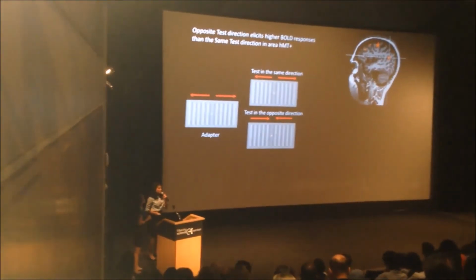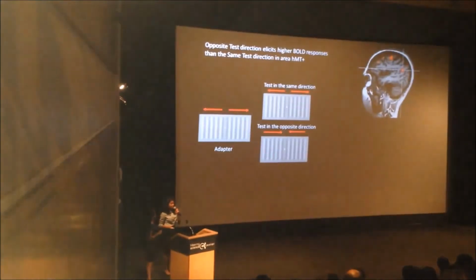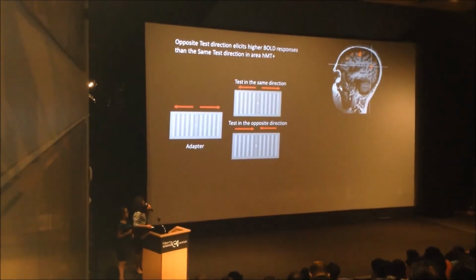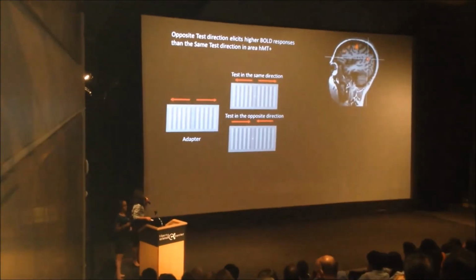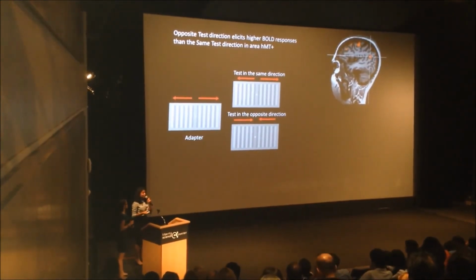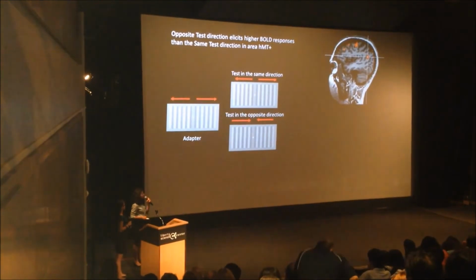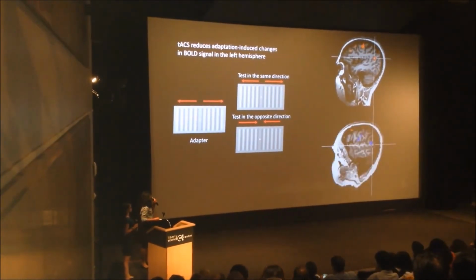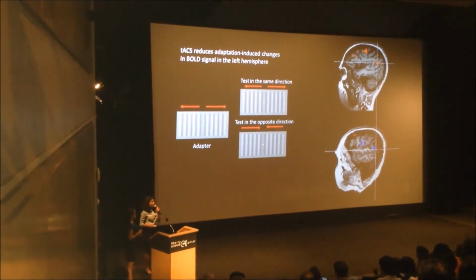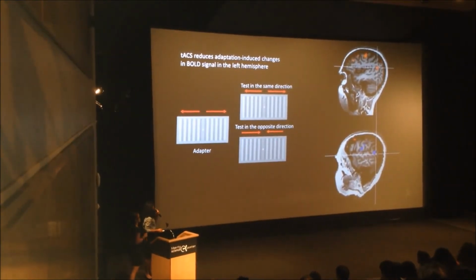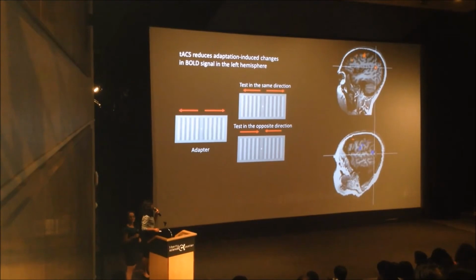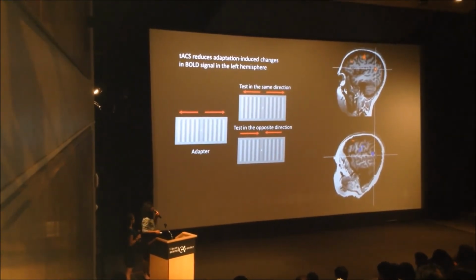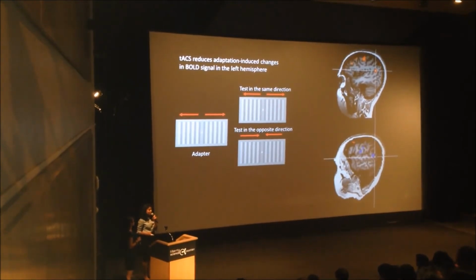What we saw from this was that when the opposite test was shown, the gratings moving in the opposite direction, there was a higher response, because during the adapter the gratings are not moving in that direction. So when the test in the same direction is shown, there's a lower response. And when tACS was applied, we saw that the response was negative because now there was a higher response for the same test, which showed that tACS reduced the effects of the adaptation.